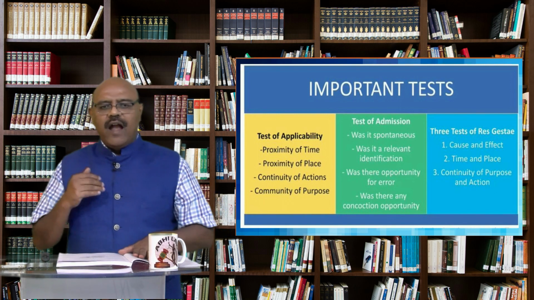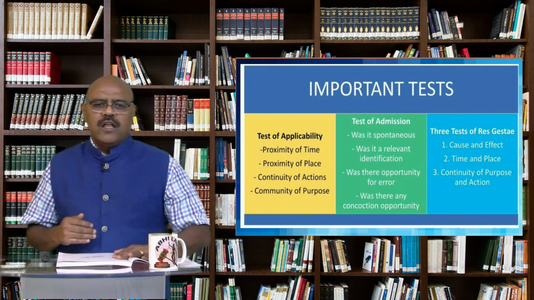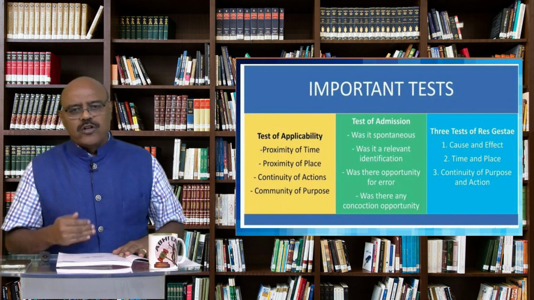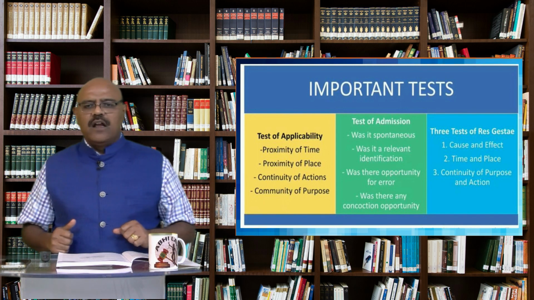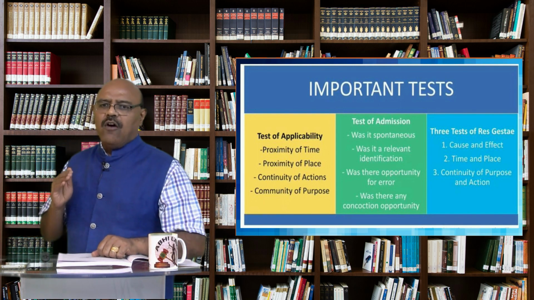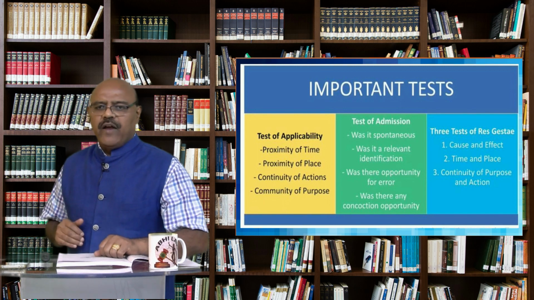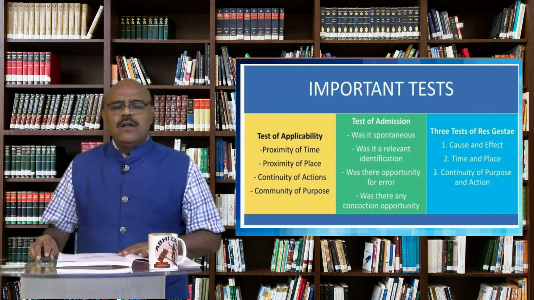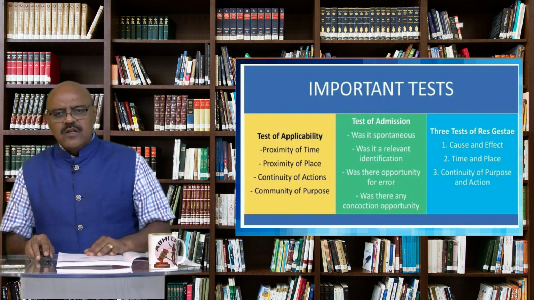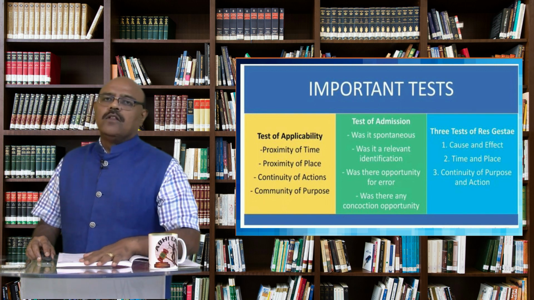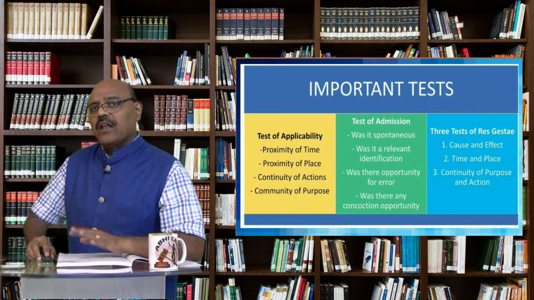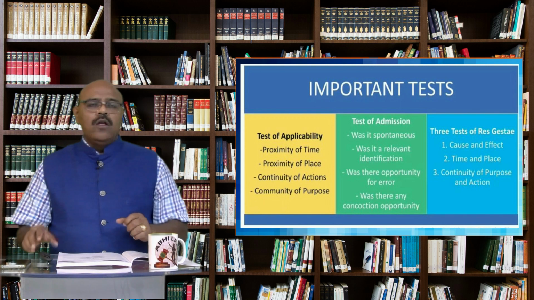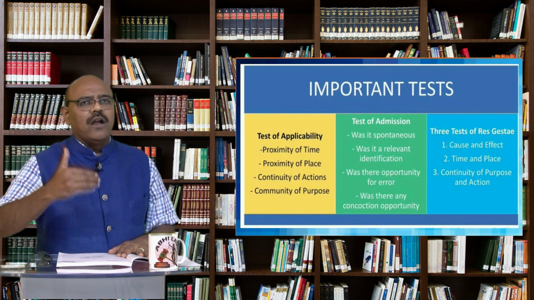Was it a relevant identification? Was there an opportunity for error? Was there an opportunity for concoction? When both the opportunities are connected. The last is the 3 tests of res gestae. 1, cause and effect. 2, time and place. 3, continuity of purpose and action. There are 4 illustrations given in the Act. You can go through those illustrations, but we will study some of the important case laws.